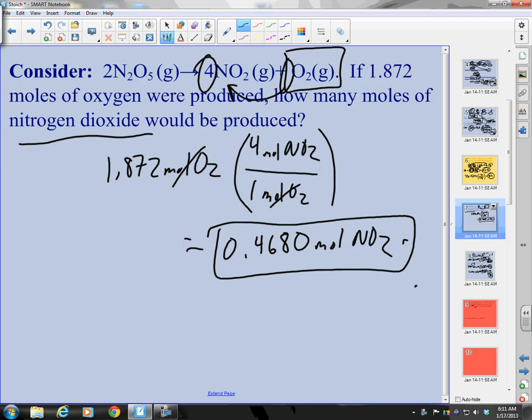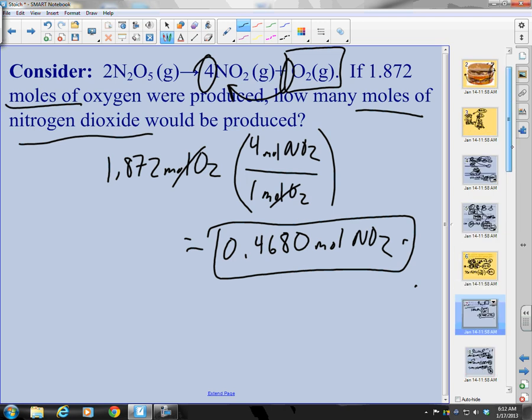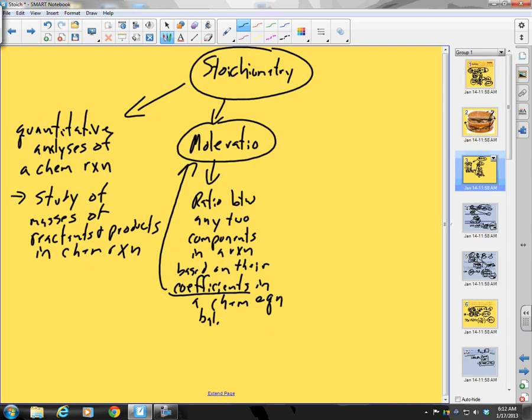What were we doing before? When we were doing this question, what were we talking about? We were looking at moles to moles. Okay, so what's the difference between the two of these? Well, in one case, we're going from moles to moles. In another case, we are going from grams to grams. So why don't we come back to our concept map here, and let's talk about some calculations.